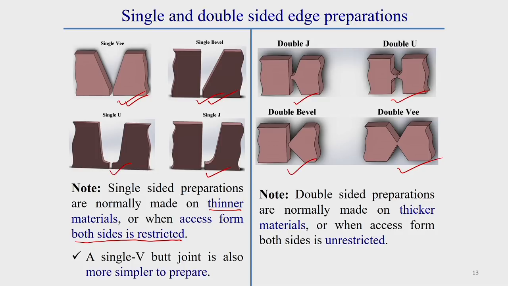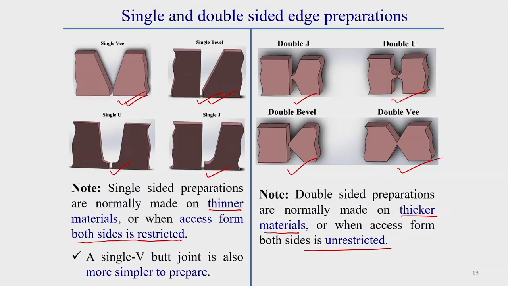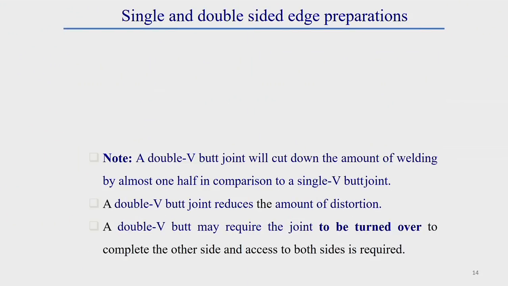Now, double sided SP portion is normally made for thicker material, or where access from both sides is unrestricted. That means we can invert the plate as per our requirement very easily. So if the plate thickness is a little bit more, there we should use double sided SP portion. Now we will see what weld material is required, and what effects we get if we do single SP portion and if we do double sided SP portion in a welding structure.